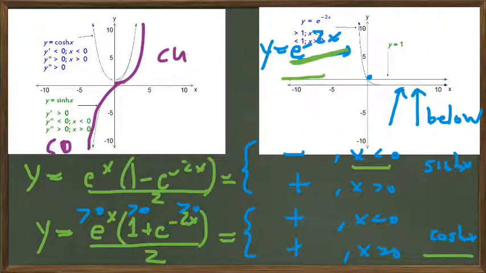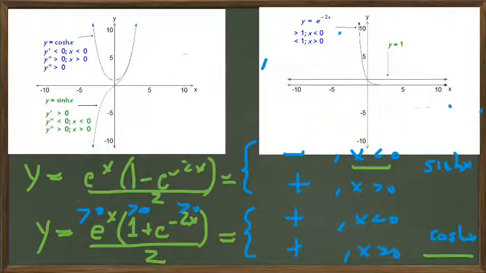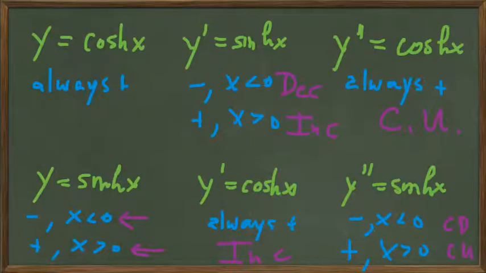On a test, I wouldn't hold you responsible for this derivative analysis that we did on these two, what's below this graph and this graph itself, but I would want you to, when you label or when you graph cosh x and sinh x, put in its first and second derivative information in labeling the graphs.